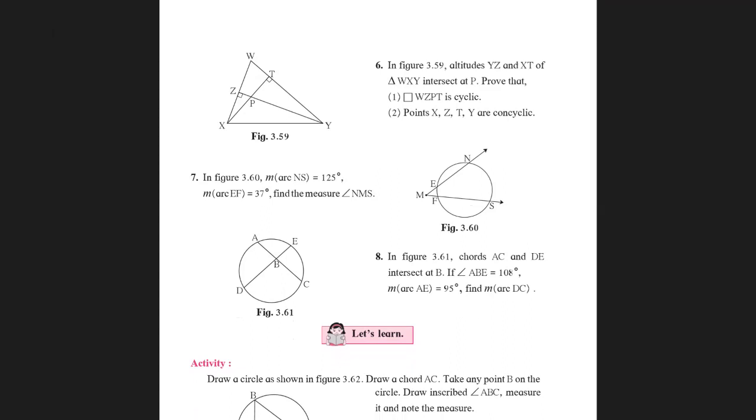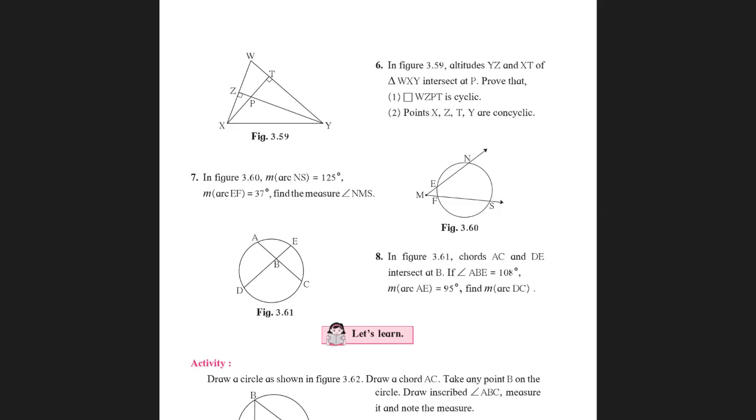Now, how will you prove it is cyclic? What is the condition? To prove it is cyclic, opposite angles should be supplementary. So if I take quadrilateral WZPT, angle WZP plus angle WTP is equal to 90 plus 90, 180 degrees. Converse of cyclic quadrilateral theorem. Therefore, quadrilateral WZPT is cyclic. That's all. That's the first part.